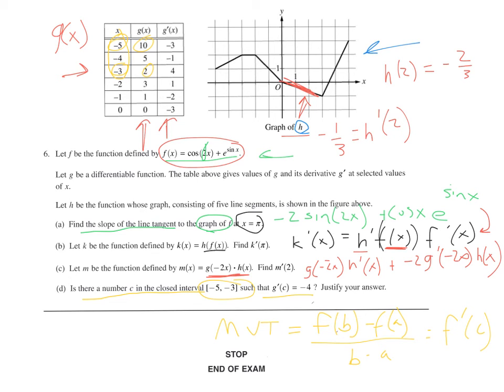So if we're looking for a place, in this case it's g prime of c, in other words, what's the slope here? Well, you would have 2 minus 10 over negative 3 minus negative 5, and so you get negative 8 over 2, and that reduces to negative 4. So you would have to justify your answer, where it says justify your answer, you would have to reference the mean value theorem and then demonstrate that you did find that number on the interval there.